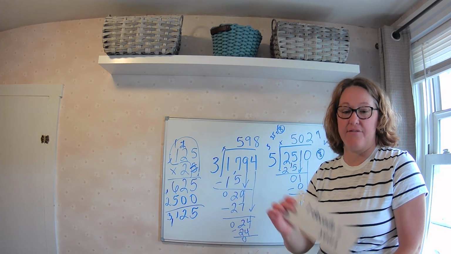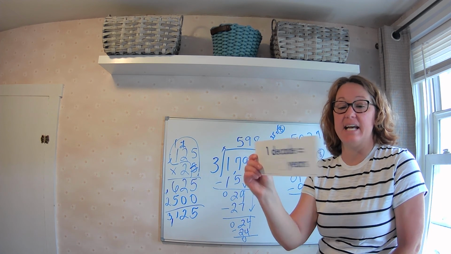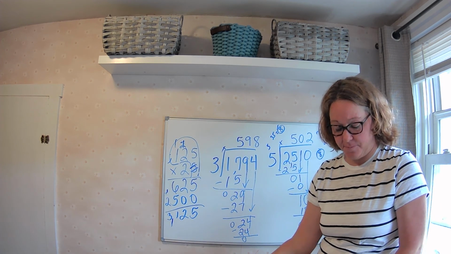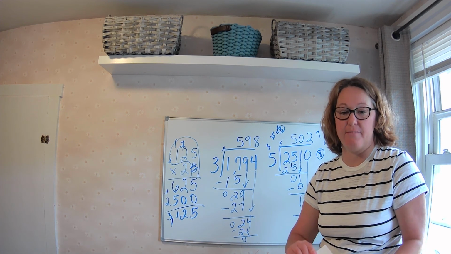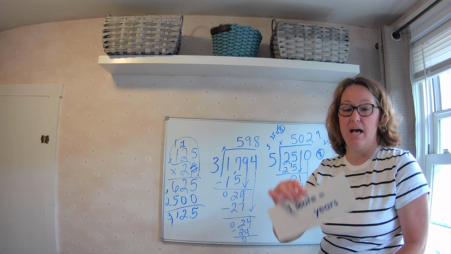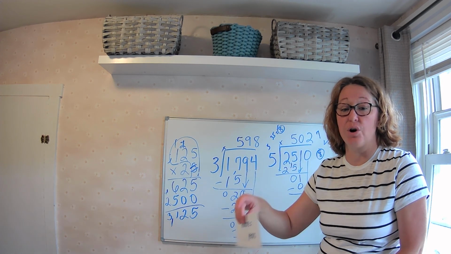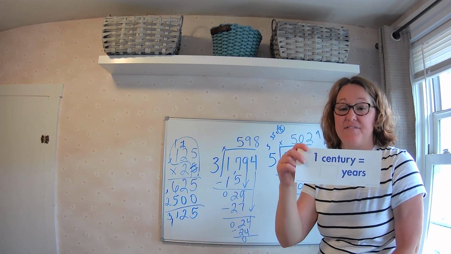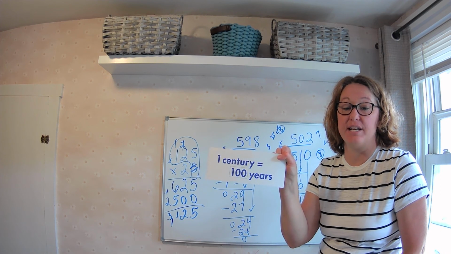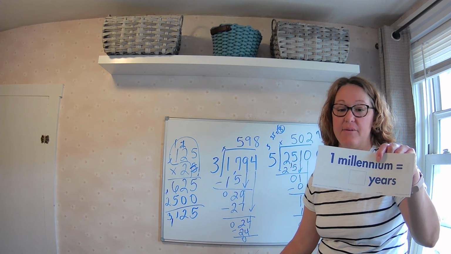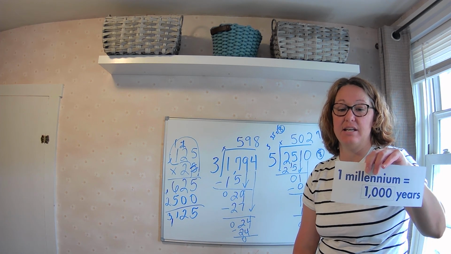Here is where we have the 1 decade. Again, remember, deca means 10. So 1 decade is 10 years. You have a score. The Bible uses the word score in talking about time. 1 score is 20 years. A score is 20 years. Then we have a century. When we get to a century, we have 100 years. And then a millennium, remember milli means 1,000, a millennium would be 1,000 years.